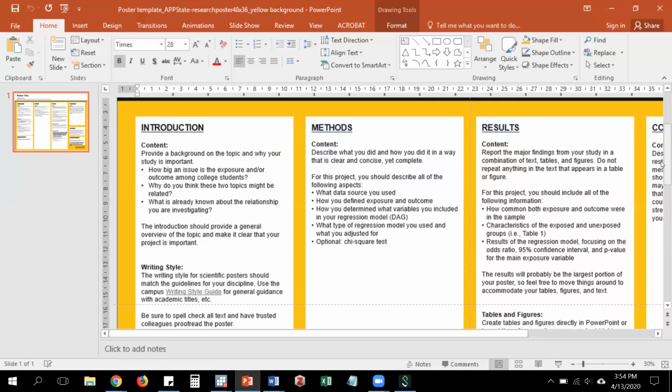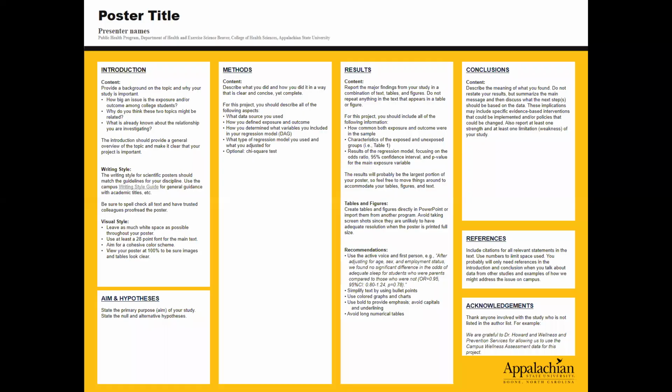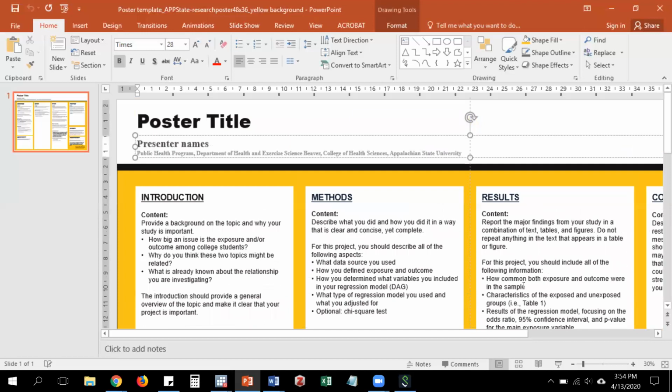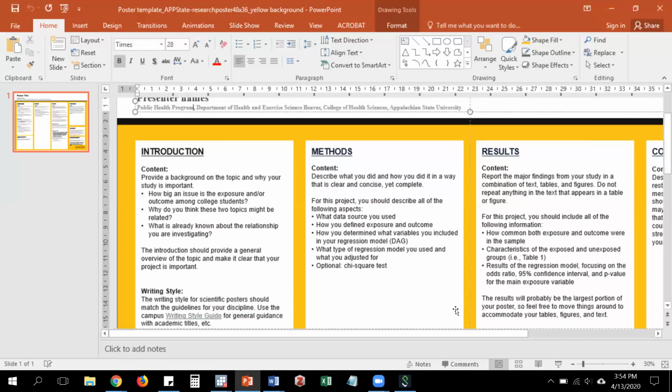We've done chi-square tests as part of the process of doing our research projects. You don't have to include the results of your chi-square test in your poster, but you can if you like. And if you do, just make sure you mention that you did a chi-square test in your methods.